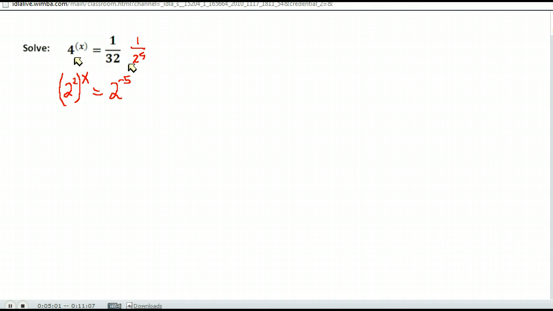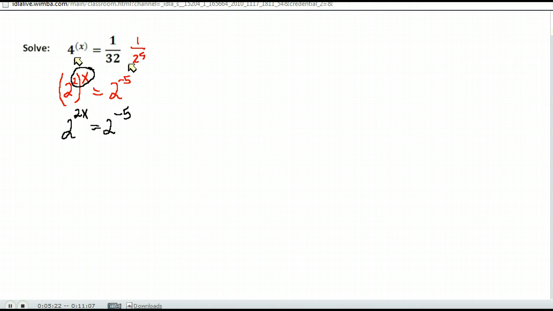Okay, we've written those as powers of 2. I'm going to simplify this left-hand side a little. Notice I have 2 squared to the x power. If you remember your rules of exponents, when we raise to a power, we multiply those powers. So this is 2 to the 2x equals 2 to the negative 5th.